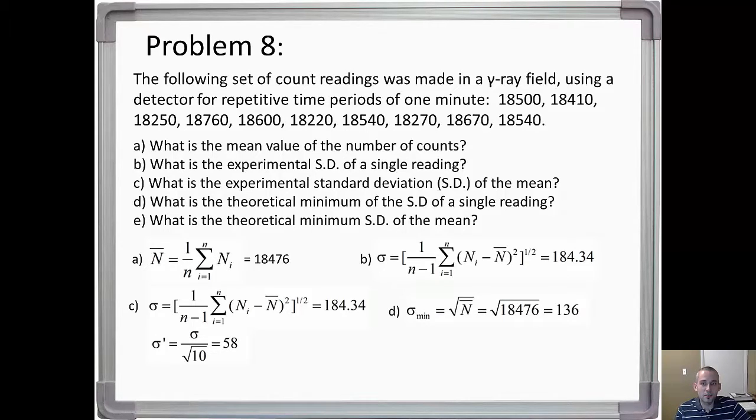Okay, part D. This is what we were actually calculating before. It's the theoretical minimum of the standard deviation of a single reading. So what is it? All it is is the square root of the mean, 136. And what's the theoretical minimum standard deviation of the mean? You take the standard deviation and then divide by the square root of how many measurements, which is 10.